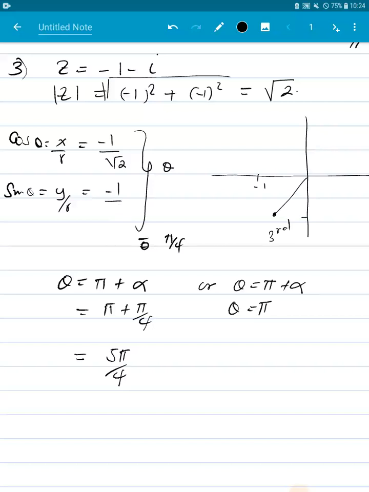Well, cos is even, sine is odd. So for cos it will be positive. That's why I took it as positive. But for sine to be negative, because sine is odd, I'm going to put pi over negative pi over 4, which will give me 3 pi over 4. Therefore, I can now say the argument of z is equal to 5 pi over 4 or 3 pi over 4. If you punch them in, you're going to get the same answer.